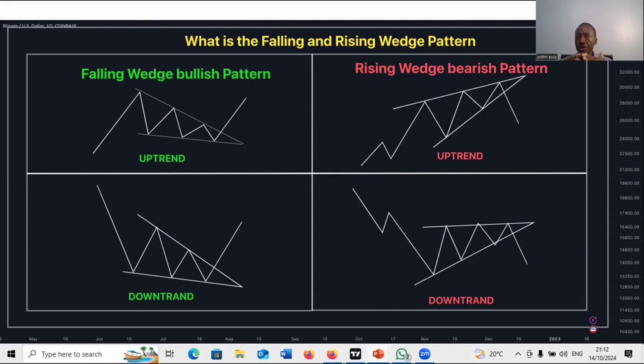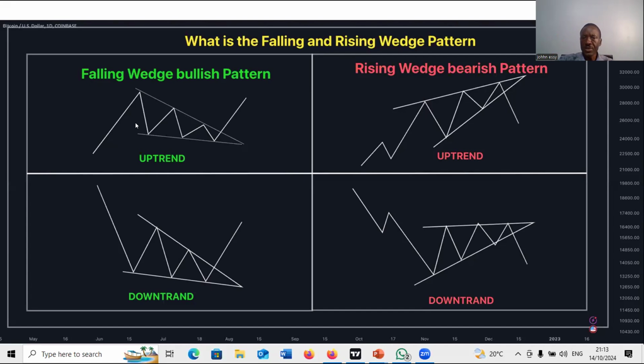If it forms on an uptrend, and that is the thing, if you find a rising wedge on an uptrend, the candles are moving upward, and then at the end of it we get a rising wedge, then that rising wedge will act as a bearish wedge pattern, meaning that if you get it on an uptrend, it will always act as a reversal pattern, and after some time we will get a downtrend.